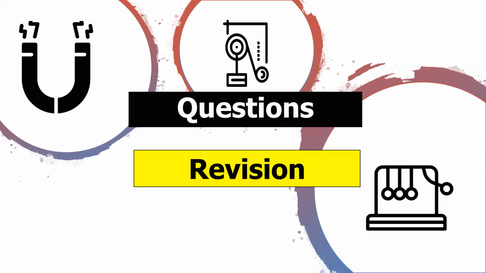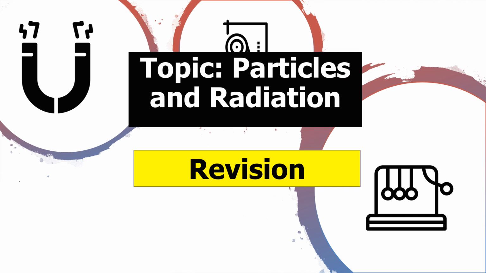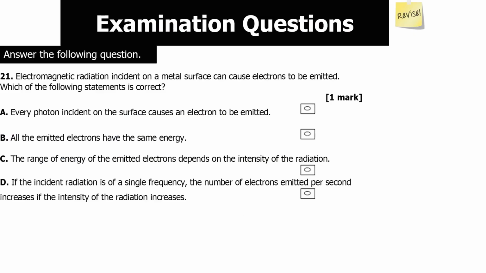So let's now have a look at some multiple choice questions from AQA Physics Paper 1. The first topic we'll look at is particles and radiation. Electromagnetic radiation incident on a metal surface can cause electrons to be emitted. Which of the following statements is correct? Pause the video now, then unpause the video when you want to go through your answer.